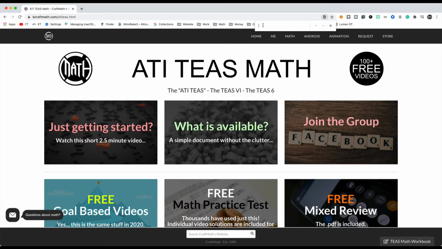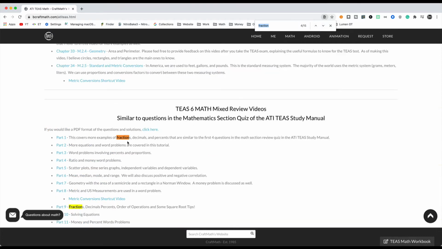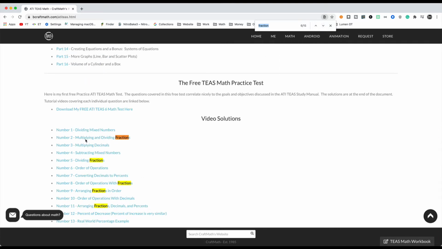So suppose you are looking for something with fractions. If I type in the word fraction, that pops up 15 times on this page. And if I use the arrows, I can actually go to those specific spots to find those videos. And all of these are videos, by the way. You go click on these, it's going to take you straight to YouTube. I recommend using my website, and then from there, it'll take you to my YouTube channel.